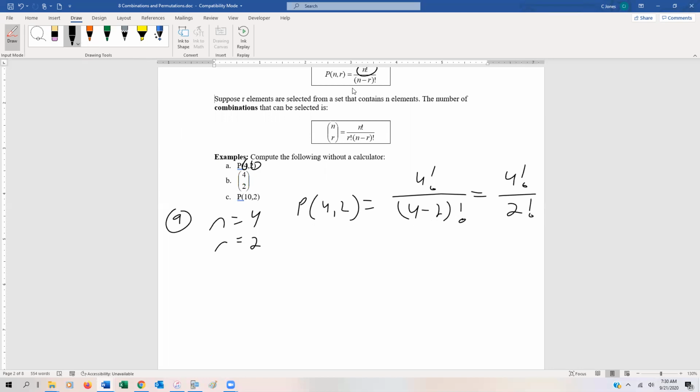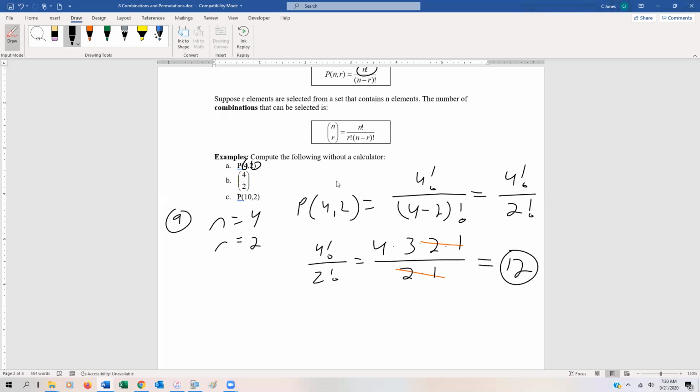Now we can compute. We know that 4 factorial is going to be 4 times 3 times 2 times 1, and in the denominator, 2 factorial is 2 times 1. This helps us compute this very quickly because it's all being multiplied and we have a division going on. We can just cancel this out. We're left with 4 times 3, which is 12.